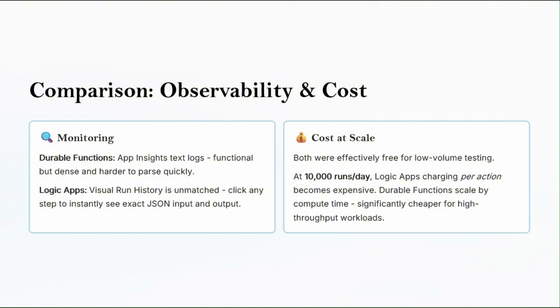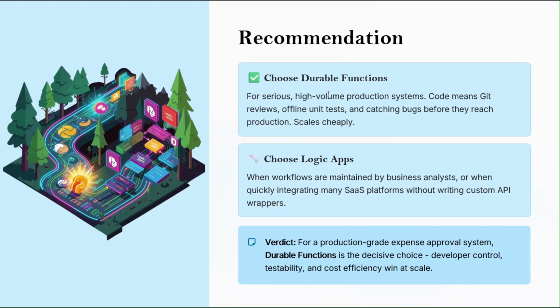At the end of the day, if I was building a serious high volume app for an enterprise, I would definitely choose Durable Functions. The cost savings, offline testing, and Git version control make code much safer for production. I would really only use Logic Apps if I needed to quickly stitch together a bunch of different SaaS platforms without writing custom APIs.